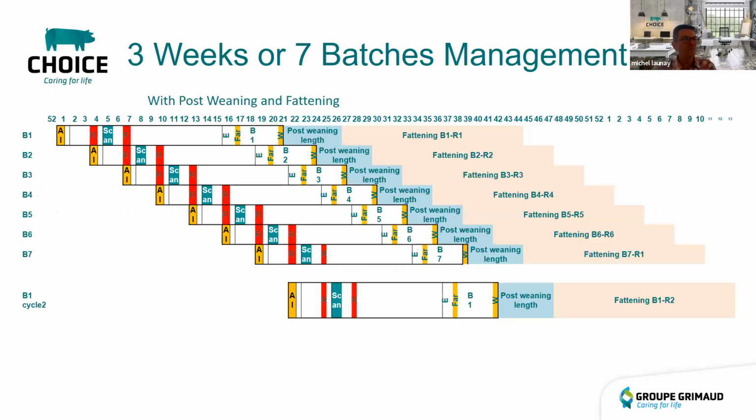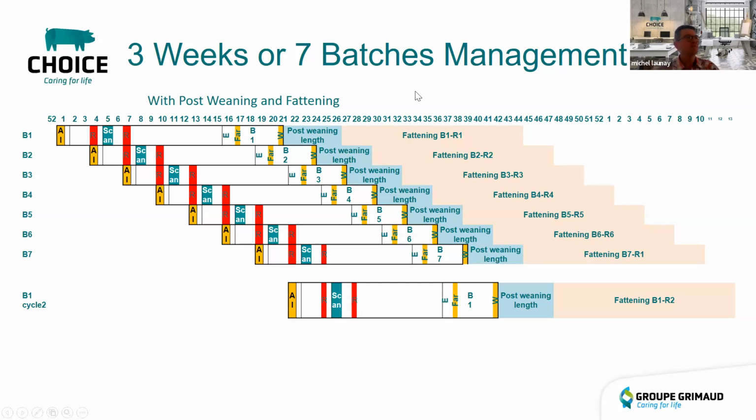And I can also have a look at the organization for the offspring, with post-weaning and fattening. In the same way, you have the calendar of the different weeks. When I wean on week 21, the piglets, if you do post-weaning on the same site, go to a post-weaning room for 6 weeks. Then they can go to a fattening room. And if you look at the length, you can have an idea of how many barns you need in terms of post-weaning and in terms of fattening.